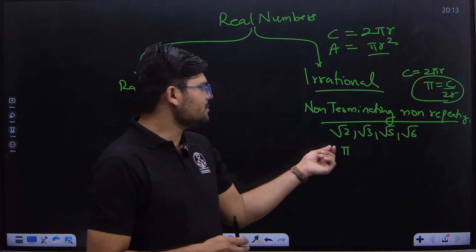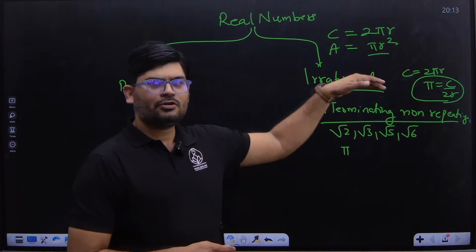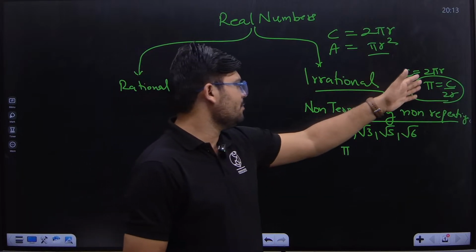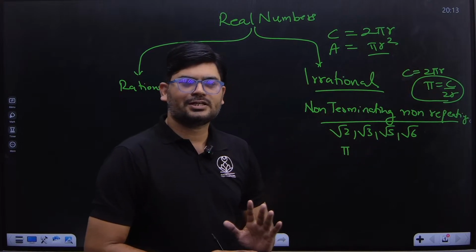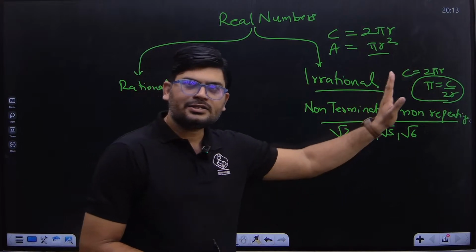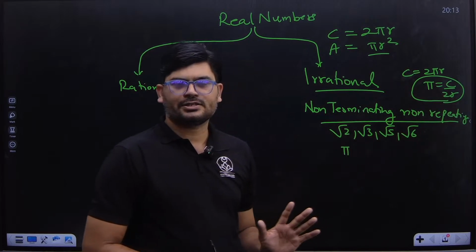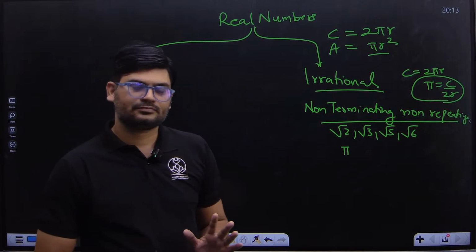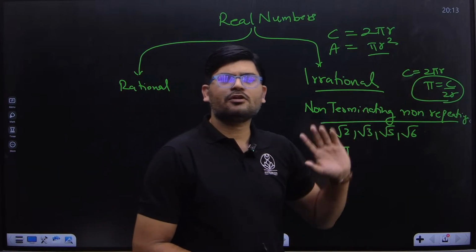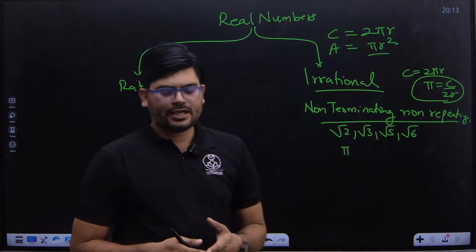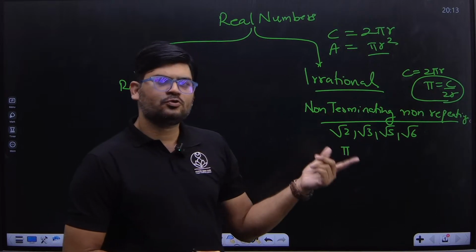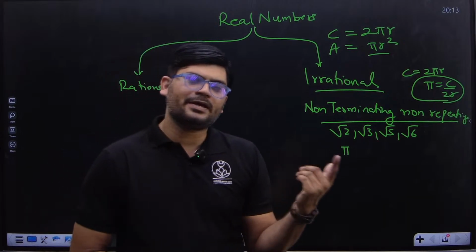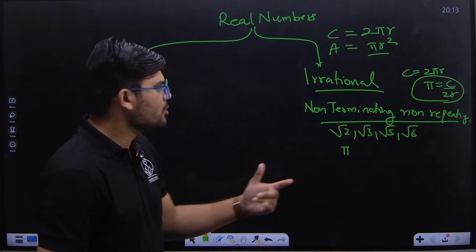Now, it is not that important, but you have to understand a basic thing: in pi equals C upon 2r, one of the two, either C or r, is an irrational number. For the purpose of calculations, we take pi as 22 by 7 or as 3.14. That is the approximate value.